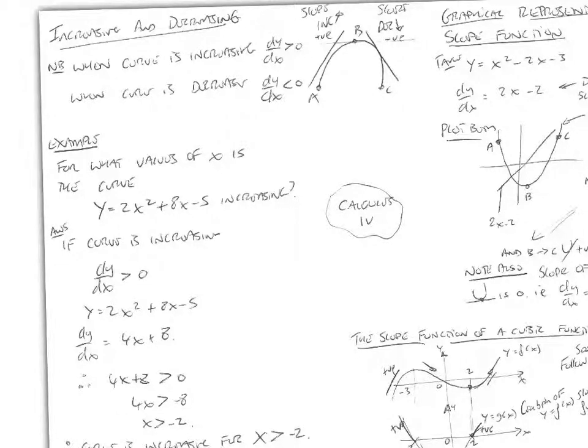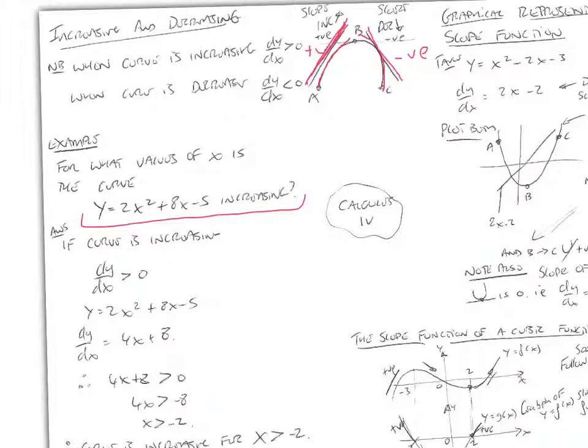And staying with this notion of increasing and decreasing, when a curve is increasing, dy/dx is greater than 0 and the slope is greater than 0. Slope is positive when it's increasing, and when a curve is decreasing, dy/dx, or the slope, is less than 0, it's negative. Positive there, negative there. So an example around this then, for what values of x is the curve increasing?